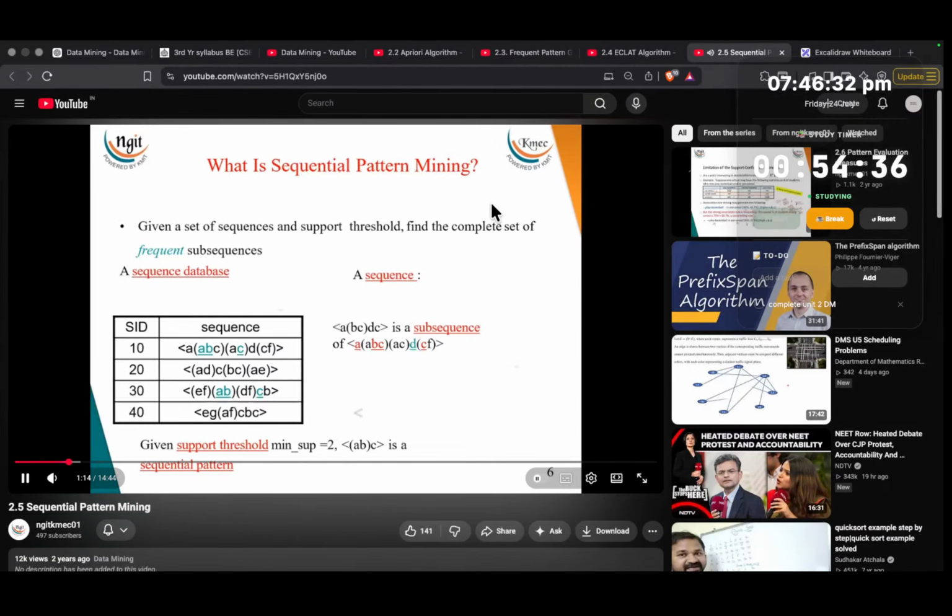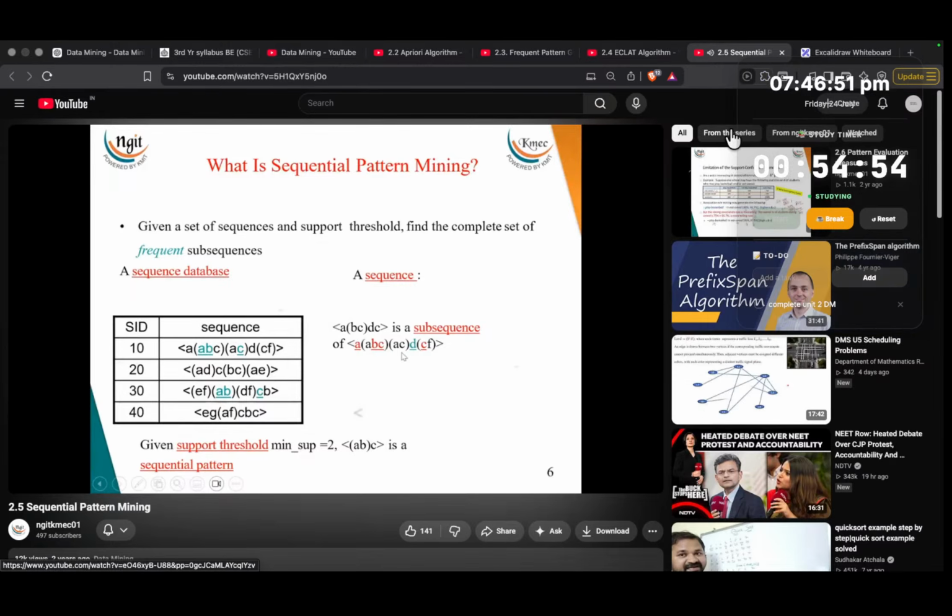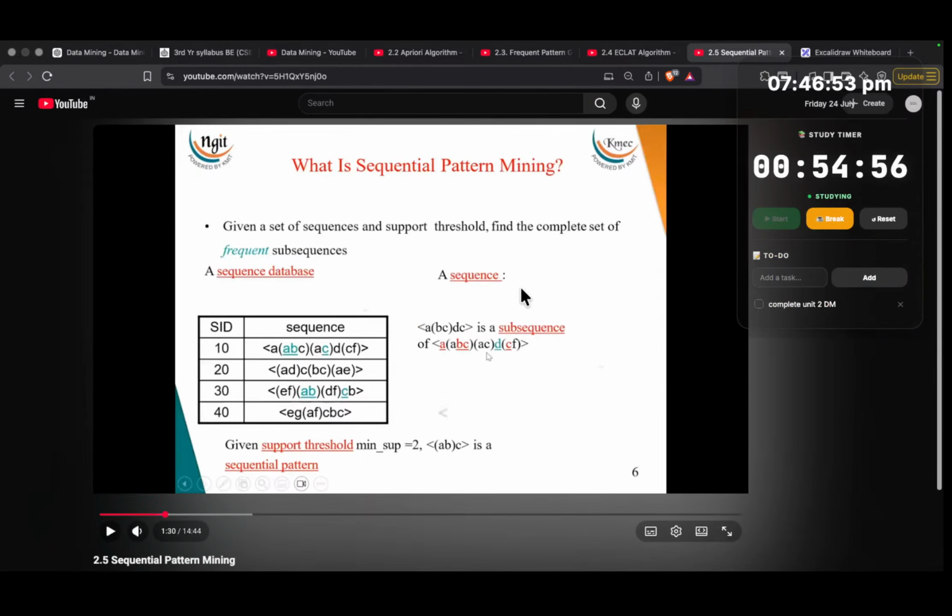The count is compared with the minimum support threshold. And if that count is greater than or equal to minimum support, then only those elements are considered as frequent subsequences. Here, to know about the frequent subsequence, just consider this sequence where it has the elements A, B, C, A, C, D, C, F.